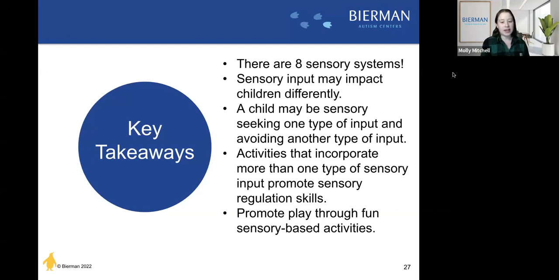The fourth takeaway is that activities that incorporate more than one type of sensory input promote sensory regulation skills. So on the previous slide, we provided examples of activities that fall under each sensory system. And so the best activities are the ones that involve multiple senses. So a great example is an obstacle course. You can provide vestibular input by going down a slide. You can provide proprioceptive input by jumping on floor dots. Touch input by crawling on the floor and picking up spiky bean bags, and visual input by giving them a bucket of toys and telling them to find the yellow block.